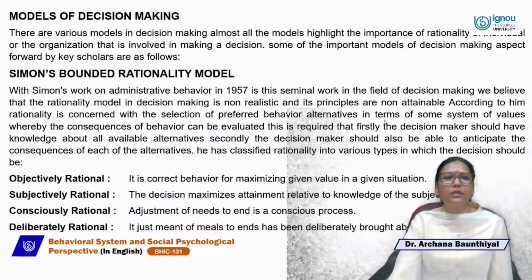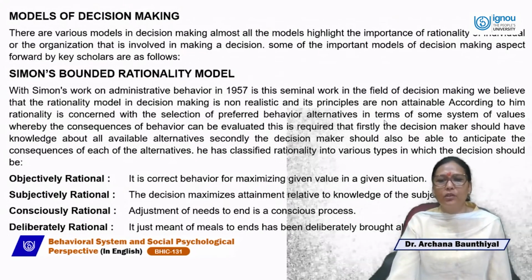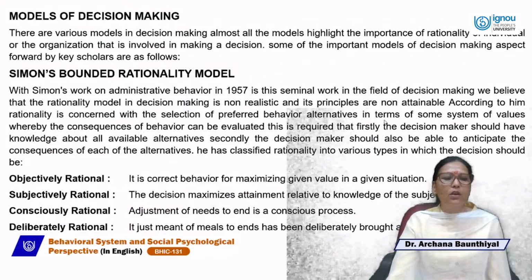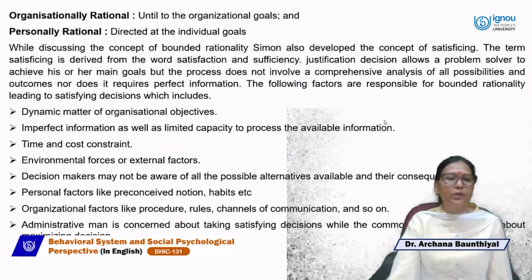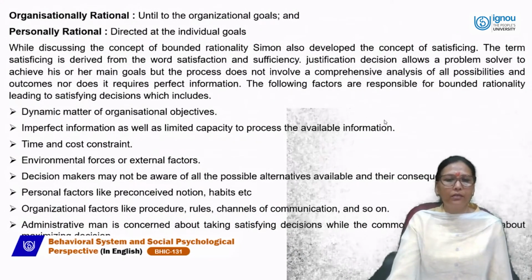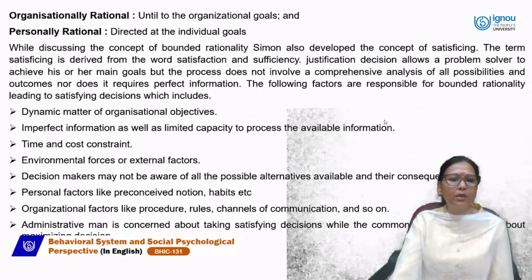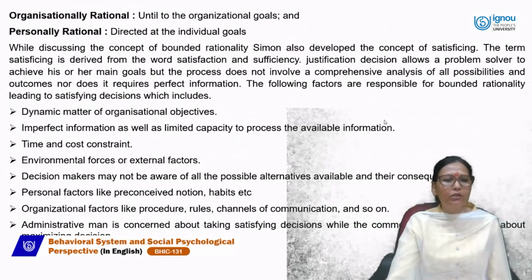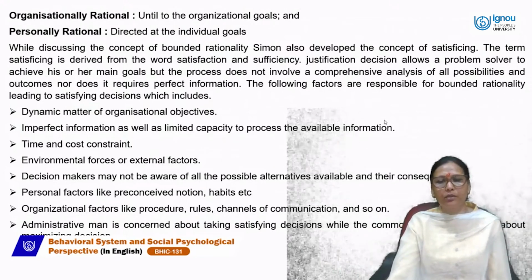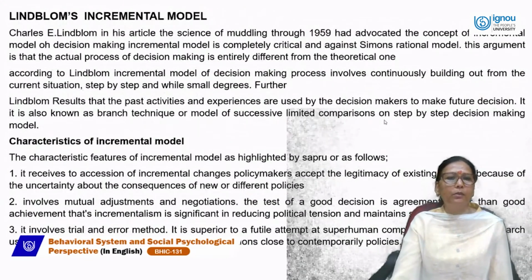Now, models of decision making. One was Simon's bounded rationality model, in which various types of decisions should be taken: objectively rational, subjectively rational, consciously rational, deliberately rational, occasionally rational, personally rational. There were many factors included there: the time and cost constraints, environmental focus, external, dynamic matters of objectives, imperfect information, as well as limited capacity to process the available information. That was Simon's bounded model.